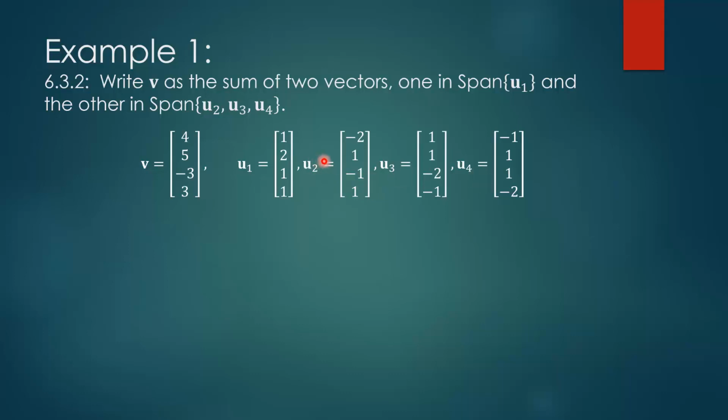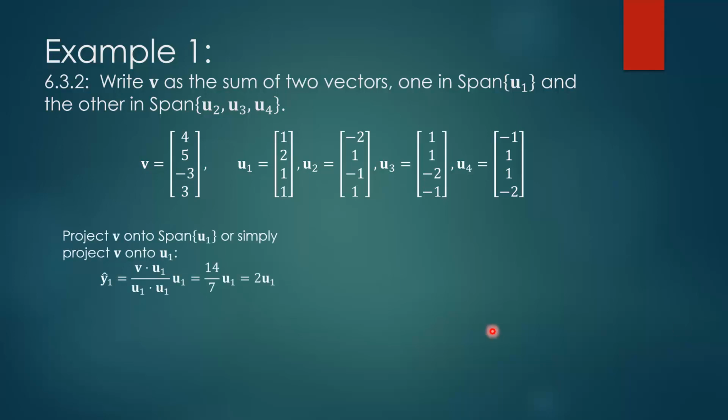What we want to do is project v onto the span of u1, and then project v onto the span of u2, u3, u4. So first let's project it onto the span of u1. That's pretty much like projecting it onto the vector u1, or the line spanned by u1. So it's u1 times v dotted with u1 divided by u1 dotted with u1. So that's just 2u1.